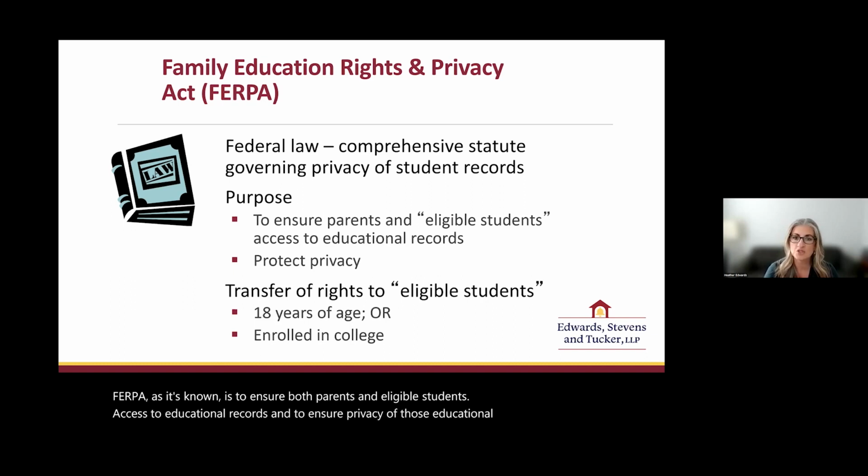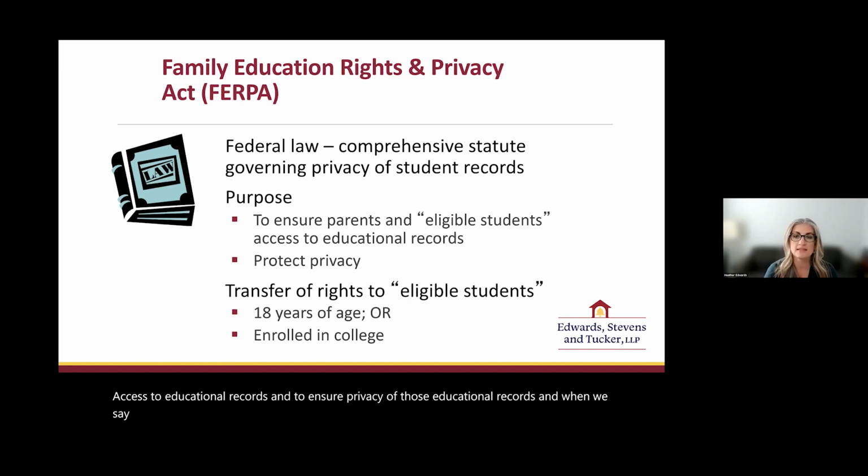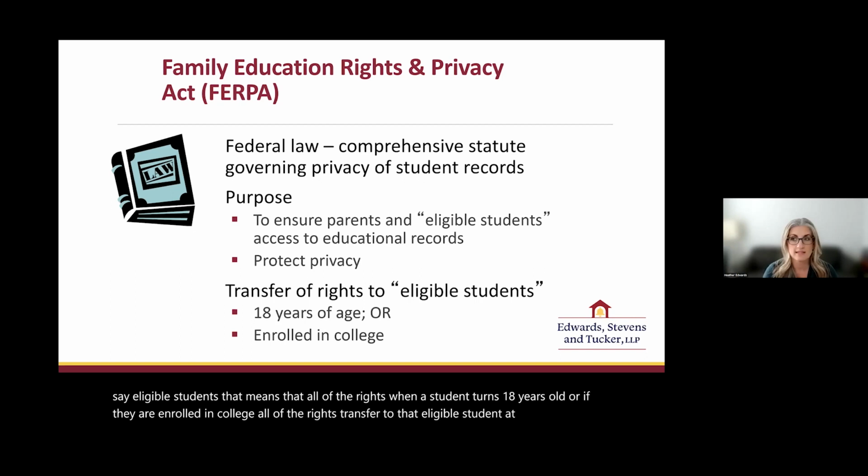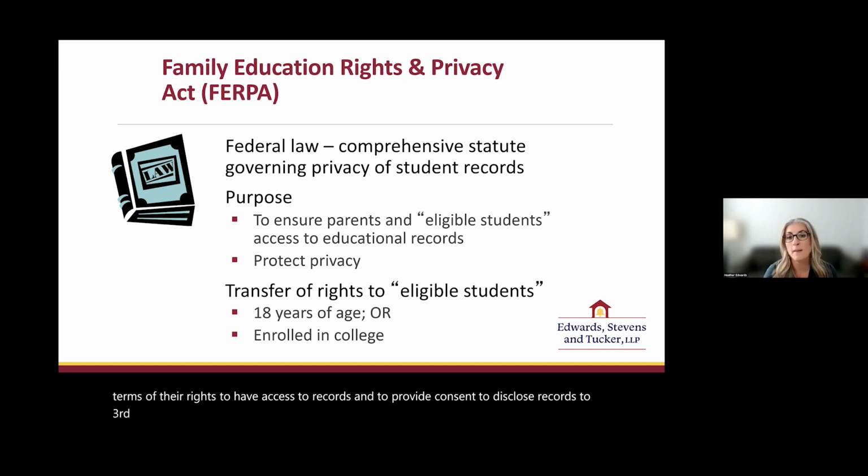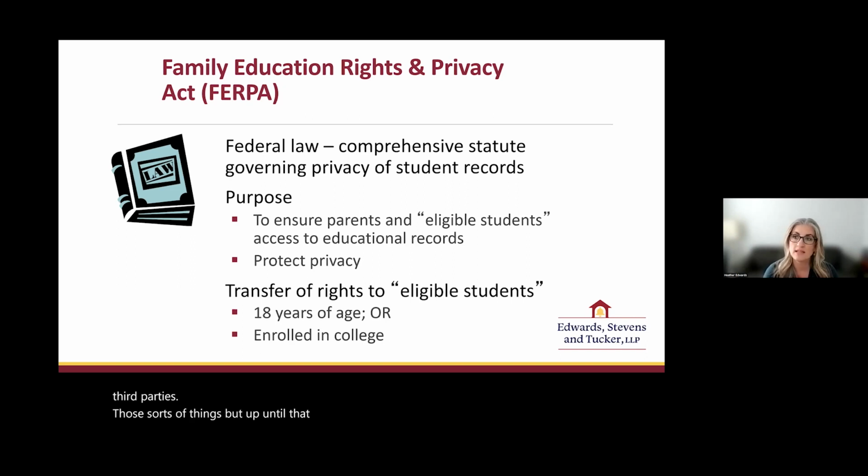And when we say eligible students, that means that all of the rights transfer when a student turns 18 years old, or if they are enrolled in college, all of the rights transfer to that eligible student at that time in terms of their rights to have access to records and to provide consent to disclose records to third parties, those sorts of things. But up until that point, parents of students hold all of the rights with regard to access to student records.